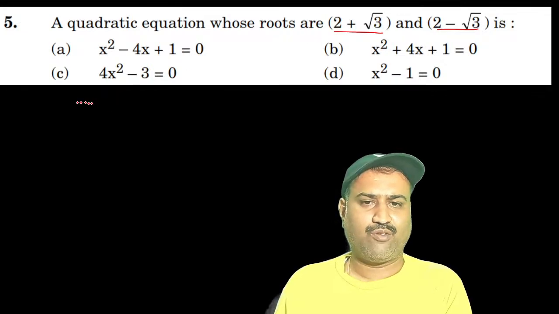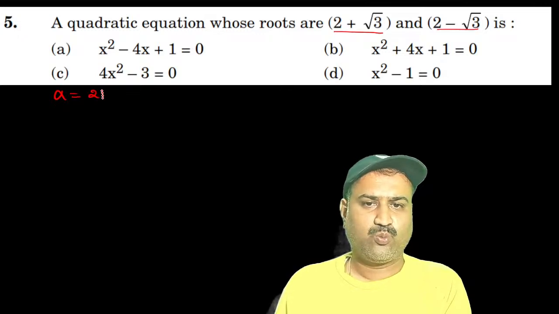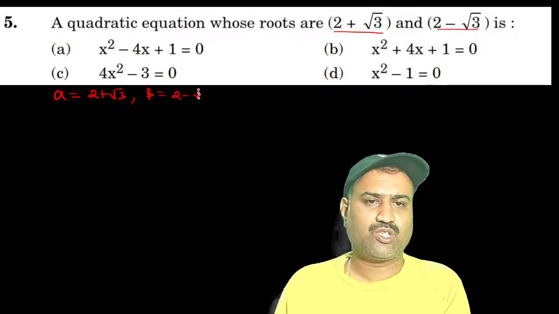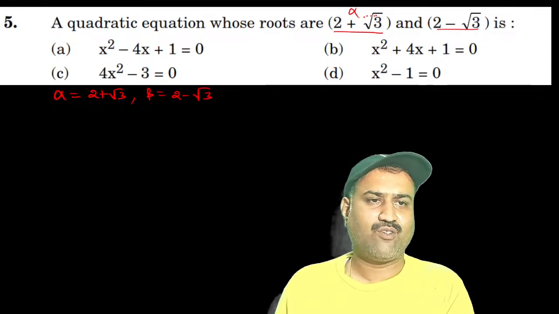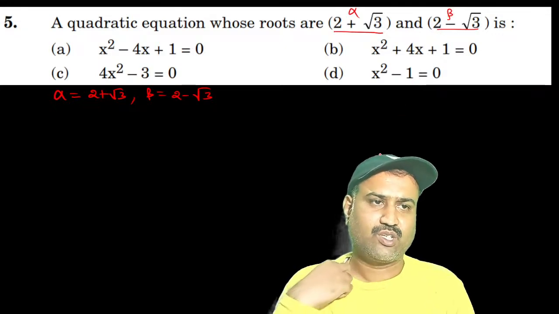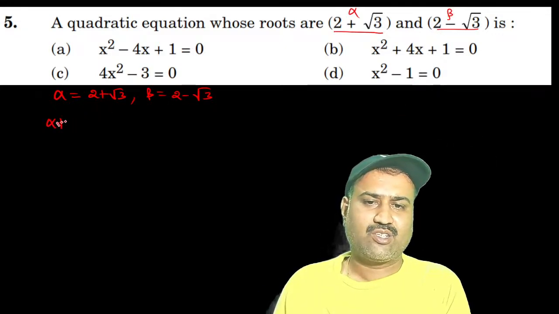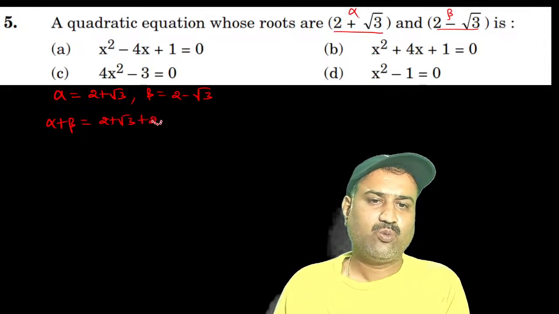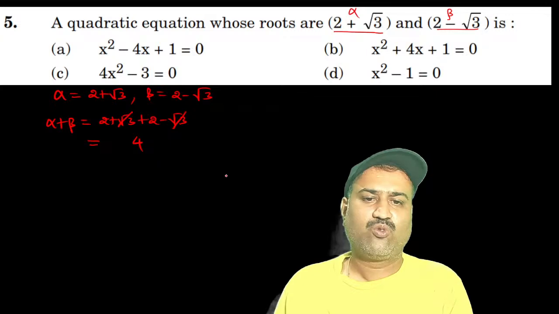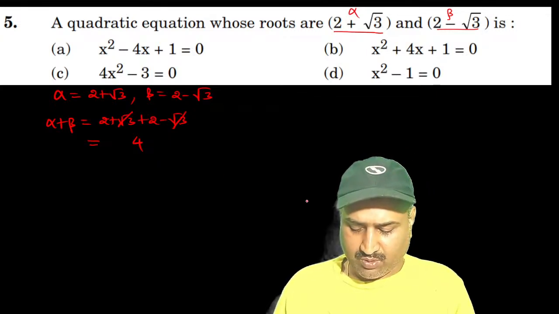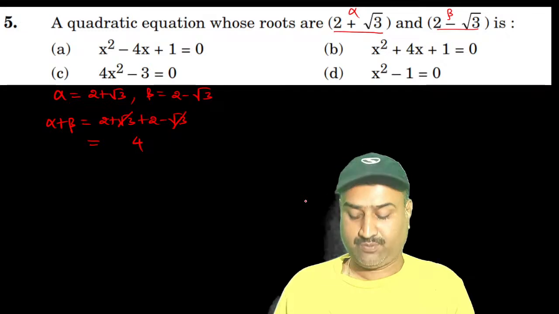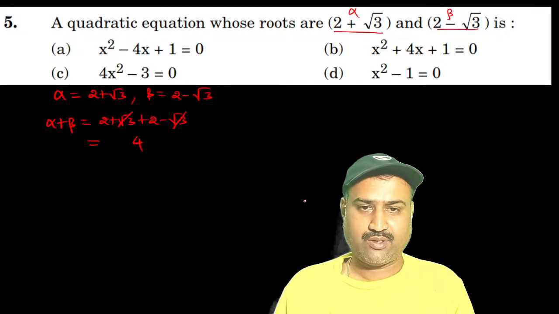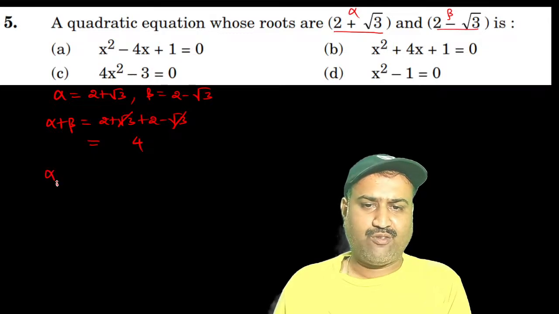Now, I'll assume alpha is equal to 2 plus root 3 and beta is equal to 2 minus root 3, right? The two roots are alpha and beta. Clear? Okay. Now alpha plus beta is what here? Alpha plus beta is 2 plus root 3 plus 2 minus root 3, right? Root 3 is cancelled. 2 plus 2 is 4, okay?